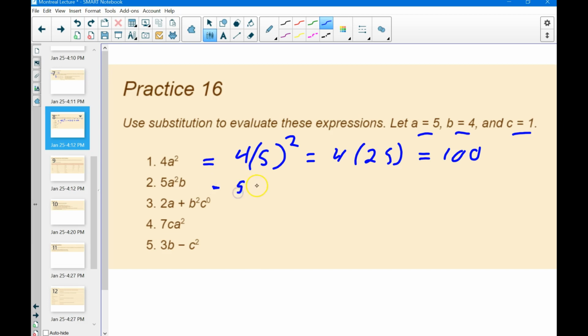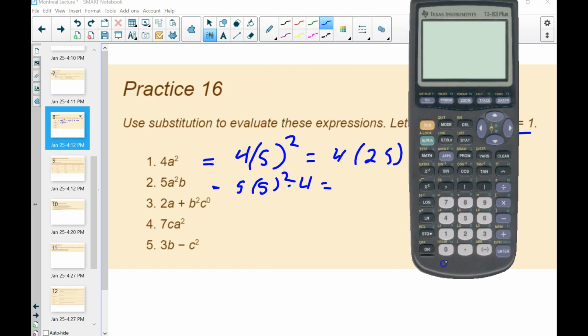Down here we have 5 outside of the a will be replaced by 5, the b will be replaced with 4, and now we have 5 times 5 is 25, times 5 is 125, times 4, well, let's do that. Too tired, my brain's too tired to figure that out today. If you want to put it in your calculator though, you can do this right away. You can just go 5 in brackets, squared, times 4, and it'll give you the answer right away, 500.